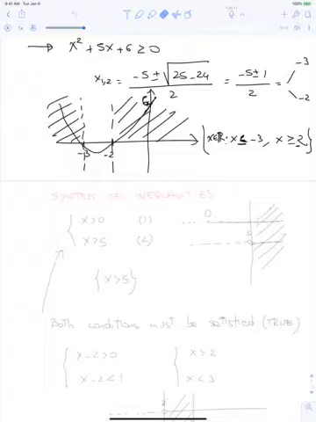Okay, I think we had a good overview of inequalities. Now, what happens if we do a system of inequalities?